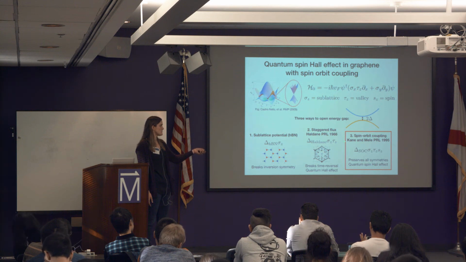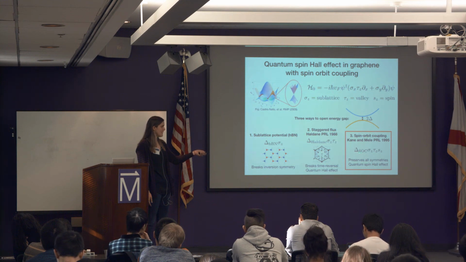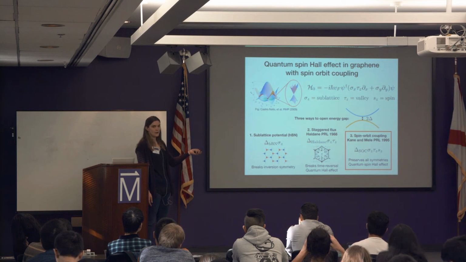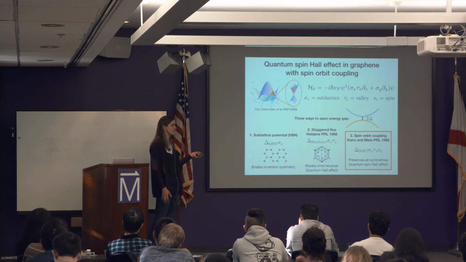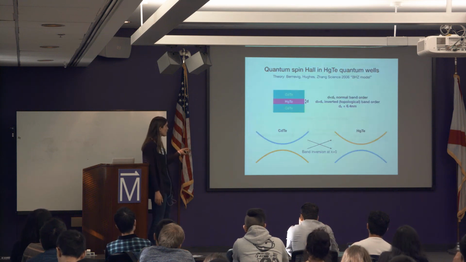So the way that we get a TI is to introduce spin-orbit coupling, and that's the result of this Kane-Mele paper. We introduce spin-orbit coupling, we preserve all the symmetries of the lattice, but we can still open a gap, and this is how we get the Z2 invariant, or the quantum spin Hall effect. However, in graphene, spin-orbit coupling is going to be a small quantity, and so physically, this isn't really relevant. It's a toy model result.